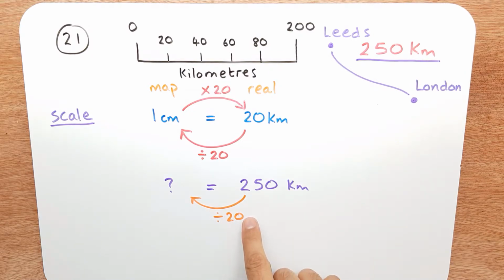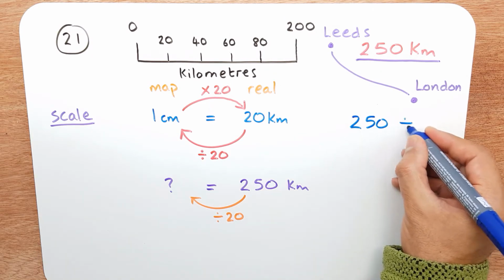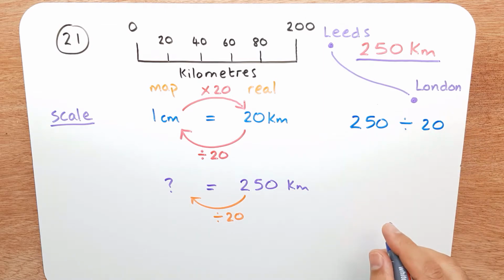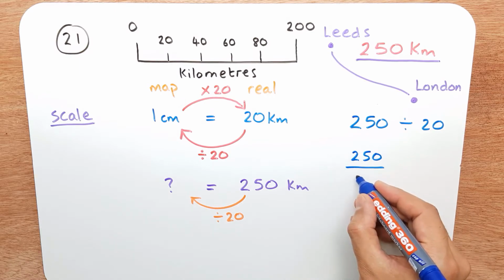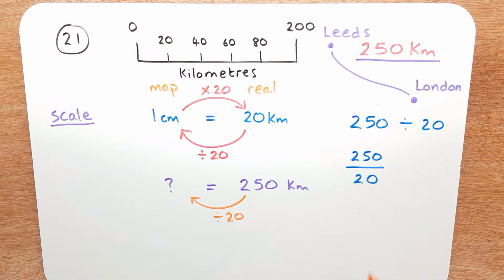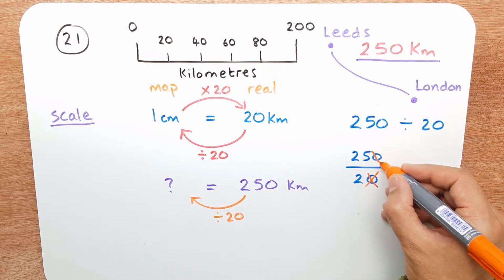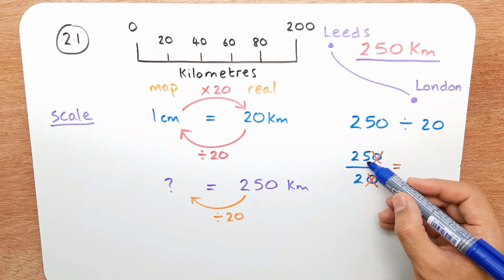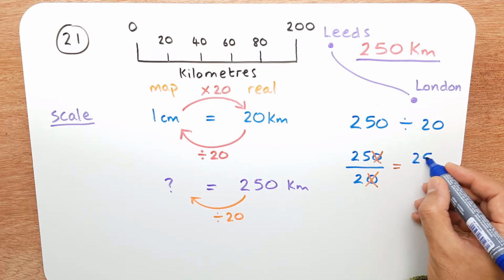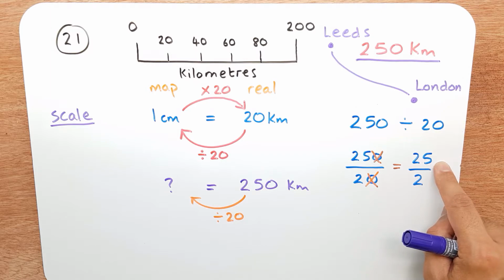Now what we can do is write this here as 250 divided by 20. Now I can see a shortcut straight away. They both are whole numbers and they both end in 0. So I can cross this out with this. So now if I'm careful, I can see I have 25 divided by 2. Now I can simply do the bus shelter method.